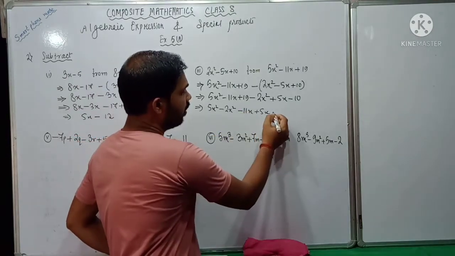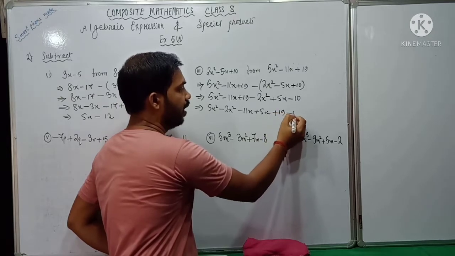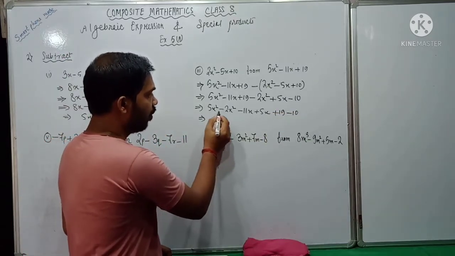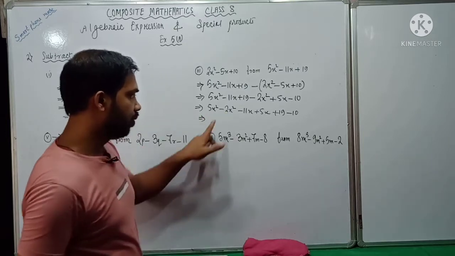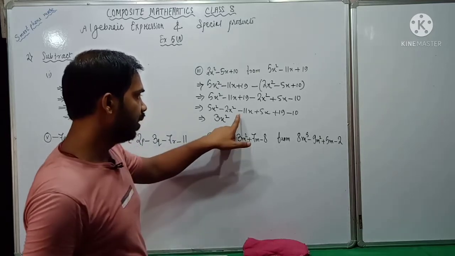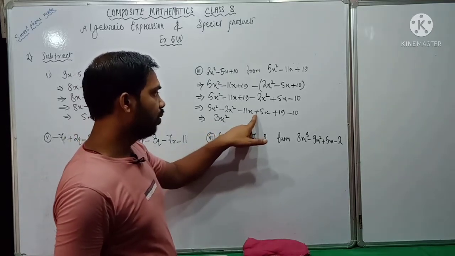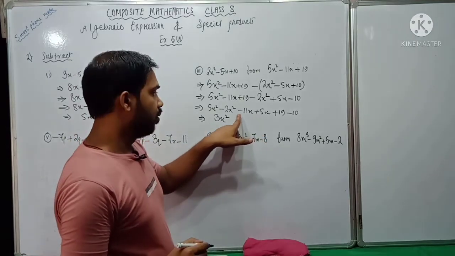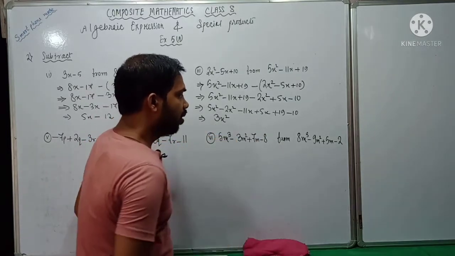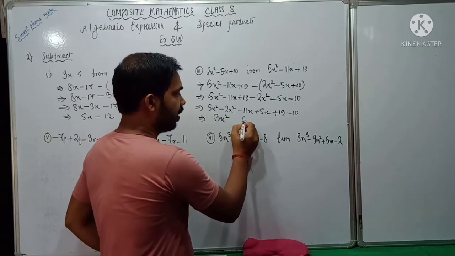Next you see, it is plus 19 minus 10. So how much answer is going to come? You see, from 5x square, if you subtract 2x square, then how much will be left? It will be 3x square. Now here you see, signs are different. Then what we do? We always subtract. So we will subtract 5 from 11. Then how much will be left? So it will be 6x.